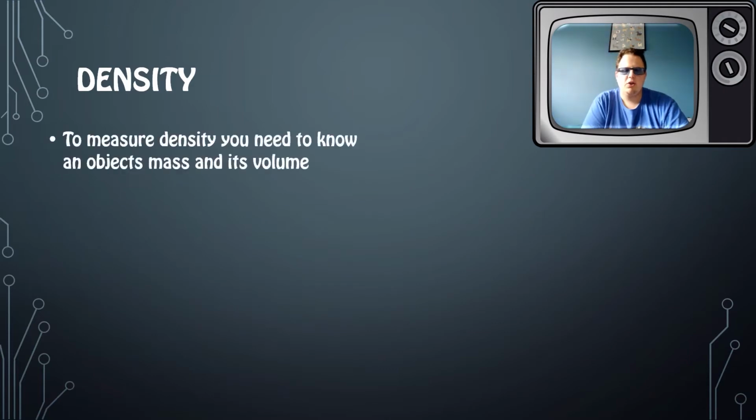Okay, now you need to know how to measure density. To do that, you need to know two things about an object. You need to know its mass, and you need to know its volume.